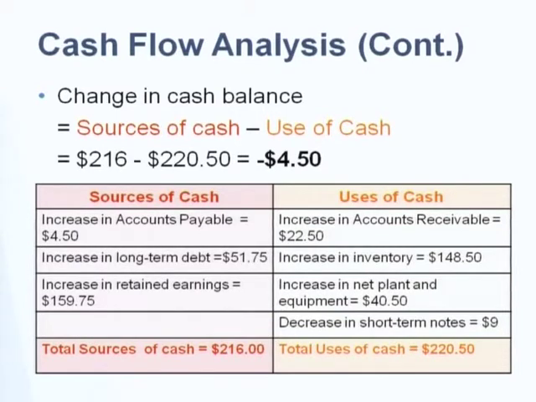216. And then also put together the use of cash: increase in accounts receivable, increase in inventory, increase in net PP&E, decrease in short-term notes. So total use of cash is 220.5. So the source of cash is lower than the use of cash by 4.5, right? Negative 4.5. So this negative 4.5 equals the change of cash balance from the beginning. This is the explanation of what's going on with the change in cash, by looking at the rest of the items on the balance sheet.